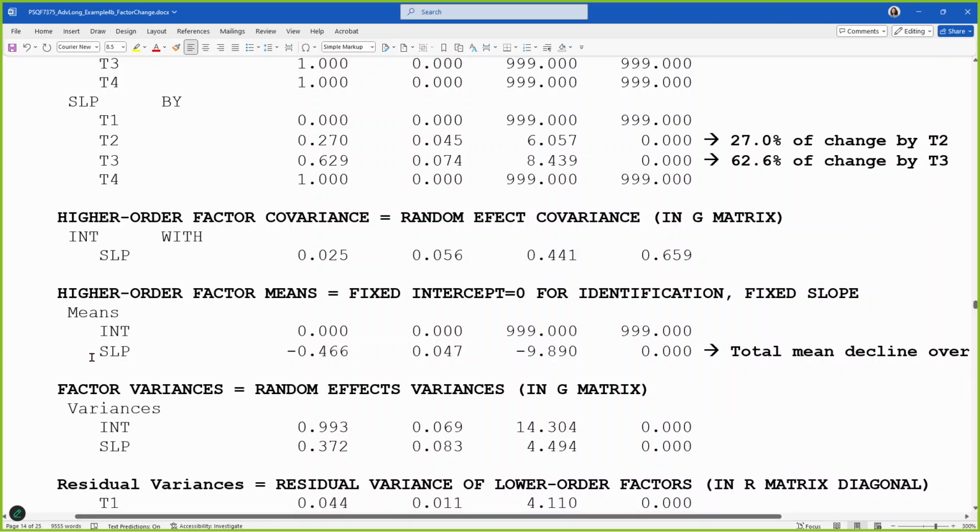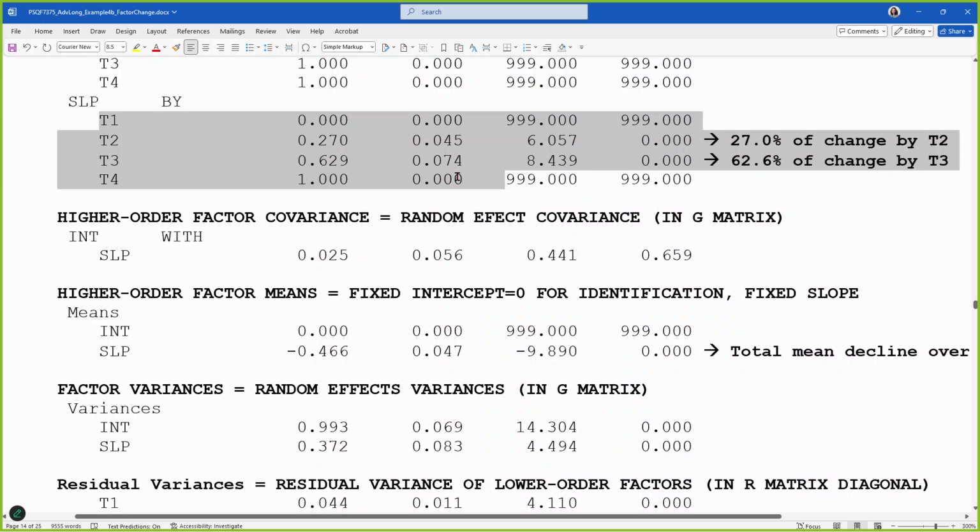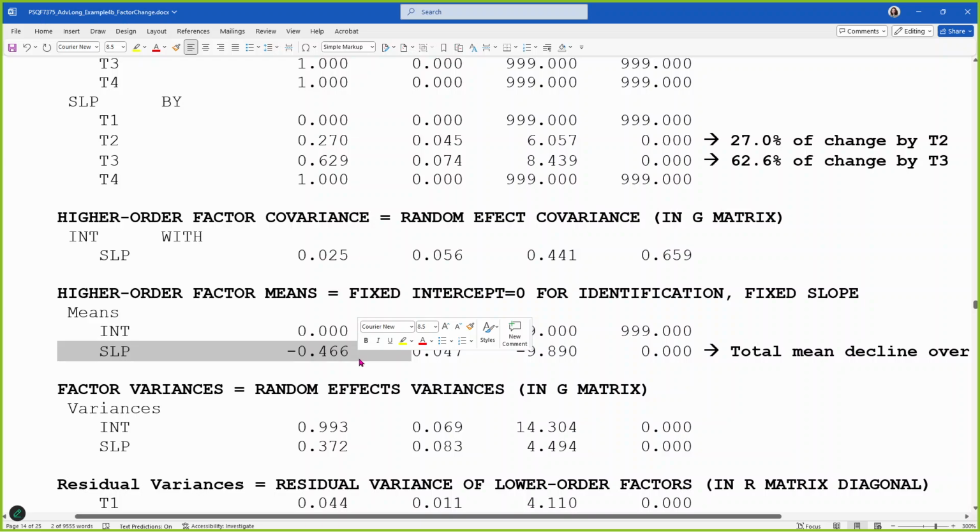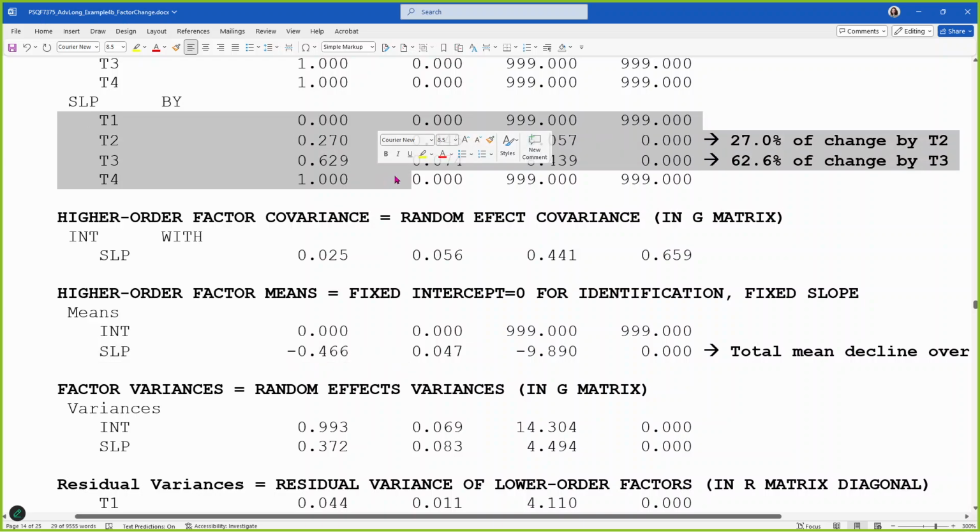So the way that I would interpret this, given that a unit is the entire study, is this is the total amount of change between time 1 and time 4. The loadings tell you how much of it happened by that point. So they're the times in this case. So 27% of it, 63% of it.